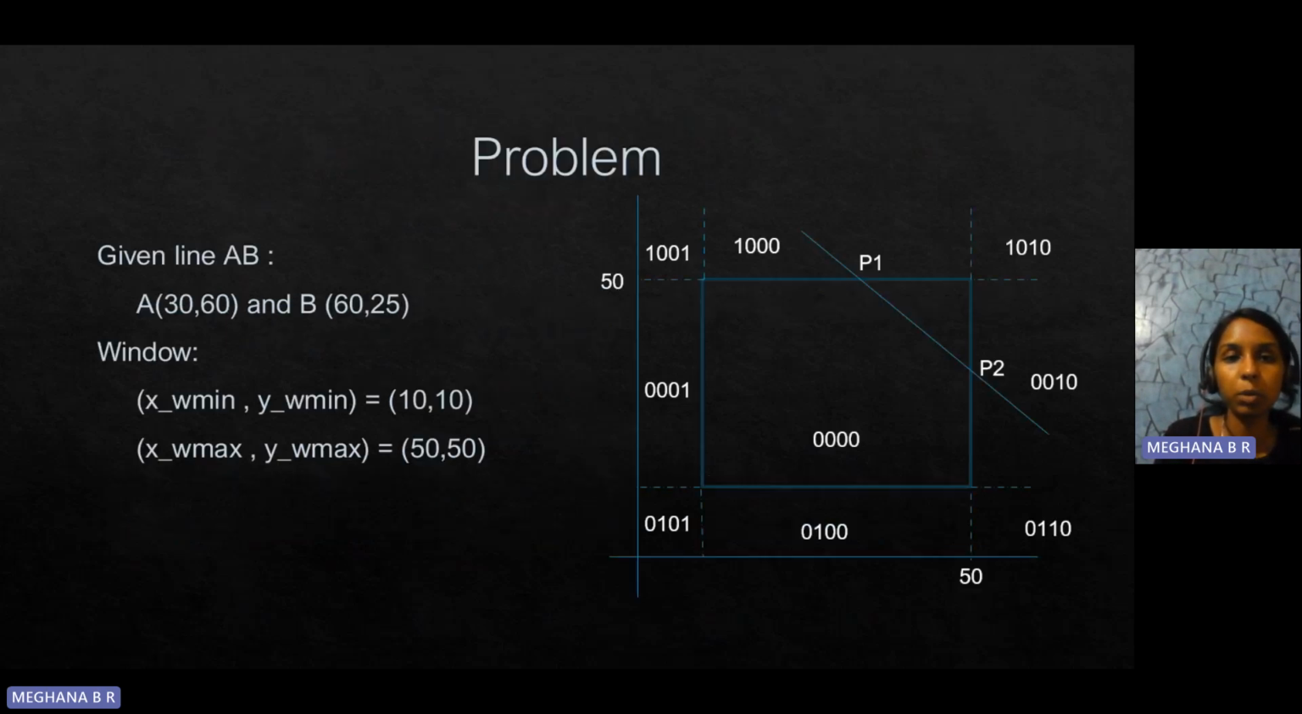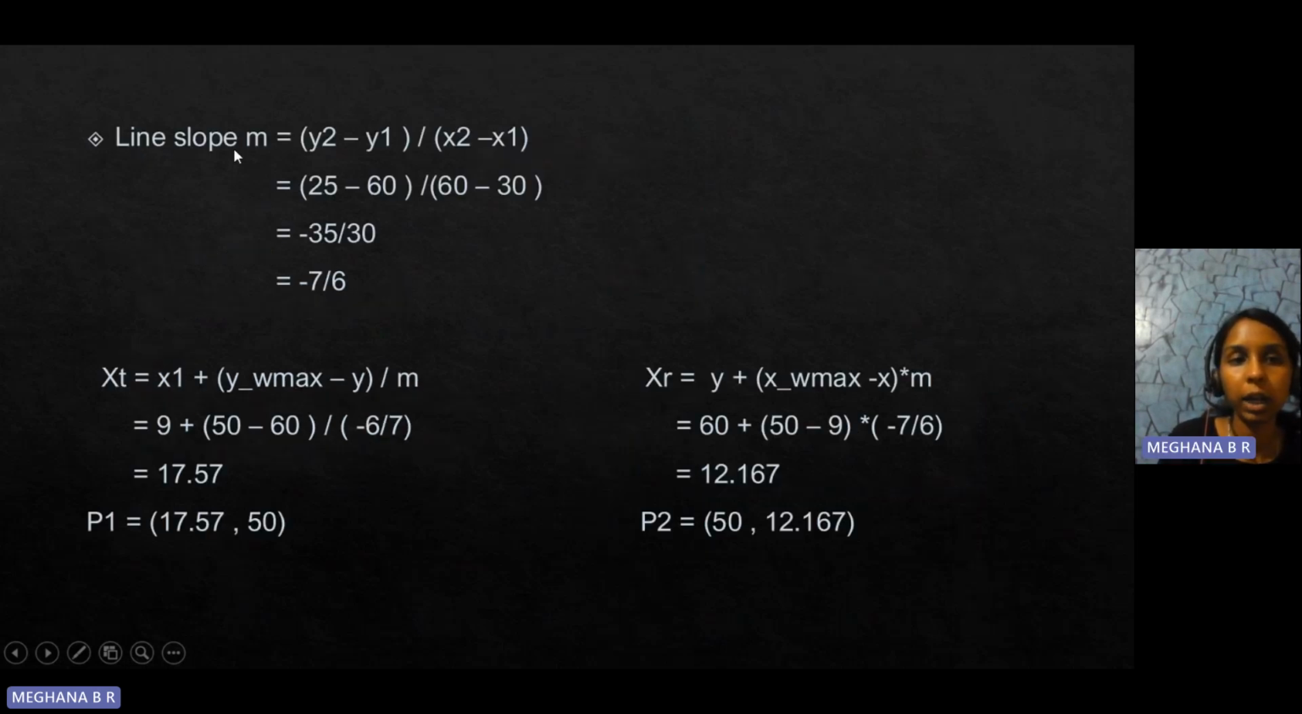Next we'll move on to a small problem. We have a line AB, and the points are (30, 60) and (60, 25). The window positions are xw minimum and yw minimum equal to (10, 10), and xw maximum and yw maximum equal to (50, 50). You can see the diagram. This line is partially inside the window, so we have to find the intersection points, that is P1 and P2. First, we'll find the line slope. Applying the formula, we get the slope equal to minus 7 by 6.